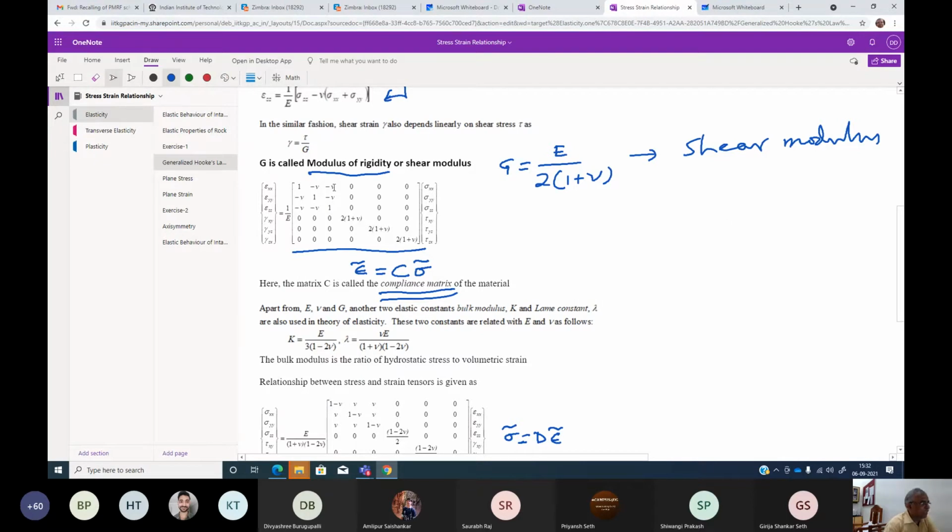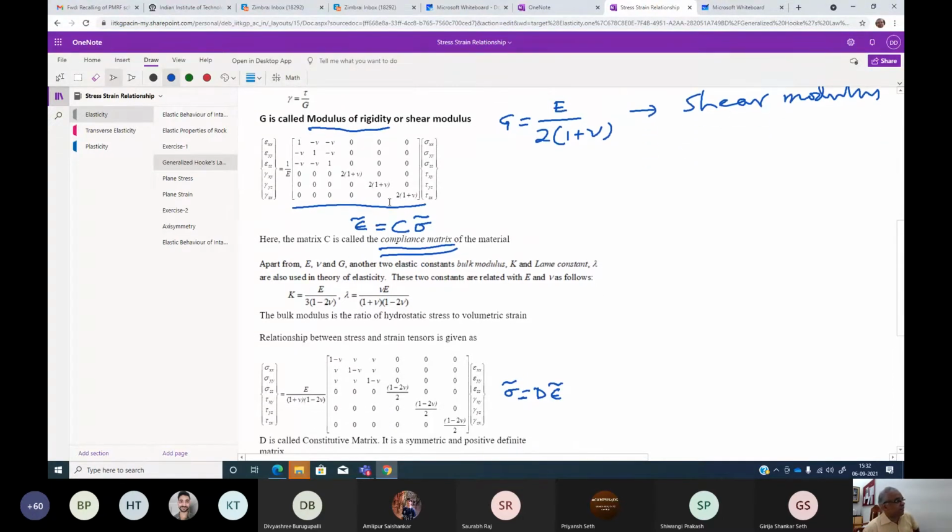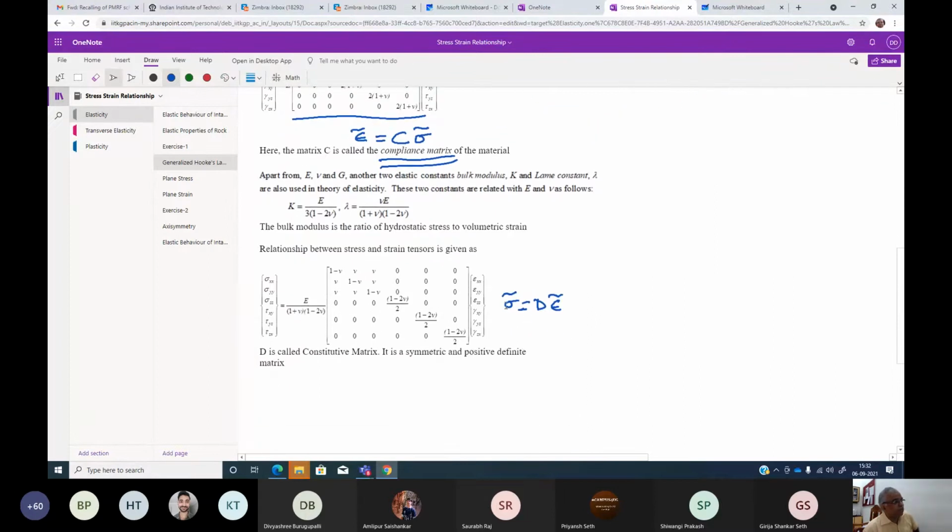Also, it cannot be negative. It is positive and non-zero, or non-negative, I should say. It is basically non-negative. Now, a positive definite matrix has a very interesting characteristic that it is invertible. So this matrix is invertible, and if we invert, then the relationship is between stress and strain. When we invert, we get a relationship like this, and this is called the constitutive matrix.